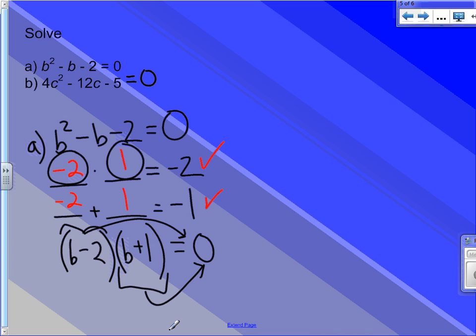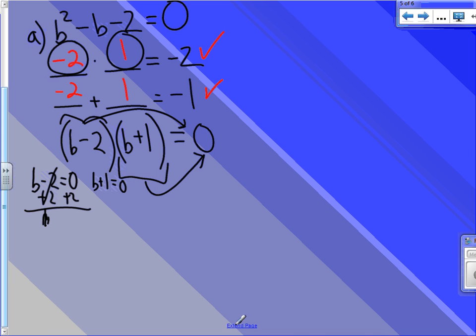And find out how much b is. b minus 2 equals 0. b plus 1 equals 0. Add 2 to both sides to get b by itself. One solution is b equals 2. And here we can subtract 1 from both sides, and we're going to get b equals -1. There you have it. There's our 2 solutions to our equation.